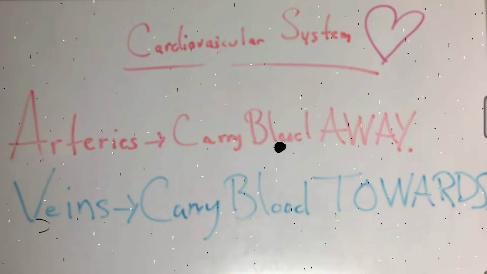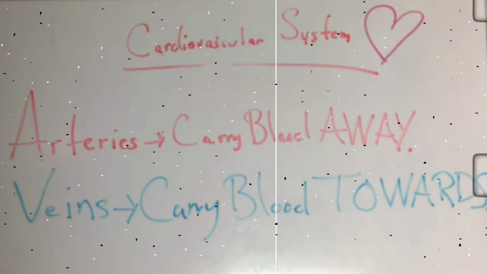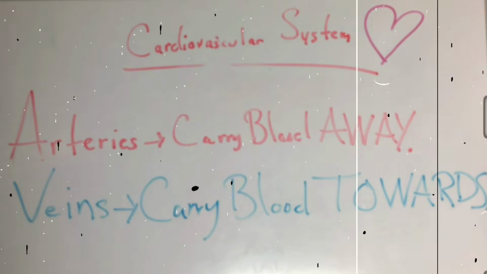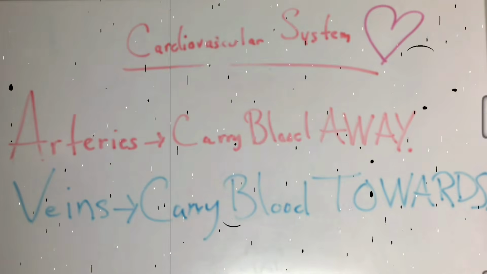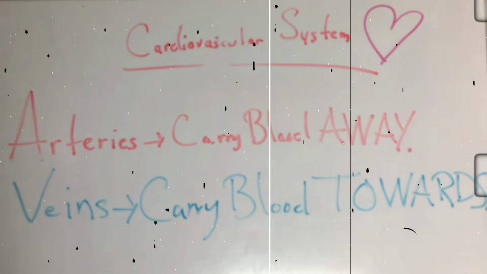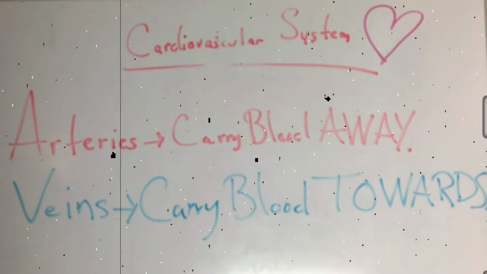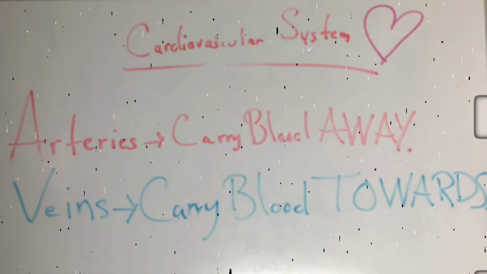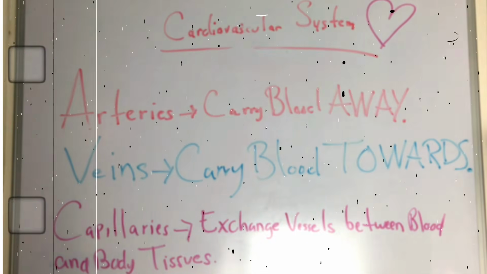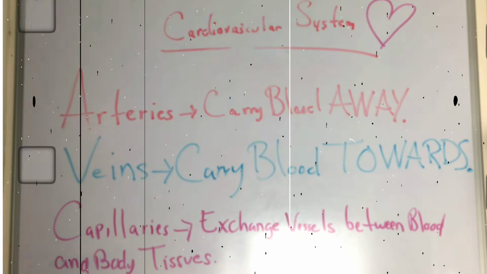One thing you also have to talk about is arteries and veins. Arteries carry blood away from the heart, oxygenated blood away from the heart, and then veins carry blood towards the heart, and that will be deoxygenated blood. And then I don't think they talk about capillaries, but you know, capillaries are the smallest vessels there are. So I just wanted to mention that. Just in case they do talk about capillaries, they are exchange vessels. They exchange between the blood and the body tissues.